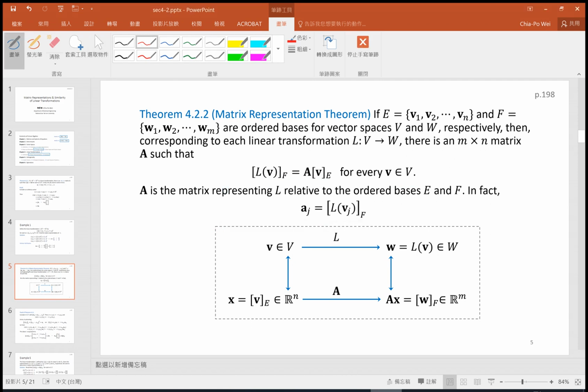Once we have the matrix representation A, we can use it to compute the value of L of V. To do this, first compute the coordinate of V with respect to E, which is denoted as x. Then we multiply matrix A with x, and Ax is the coordinate of L of V with respect to F. Then L of V is a linear combination of W1, W2 up to Wm, where the coefficients are from Ax. Ax is a vector in Rm.